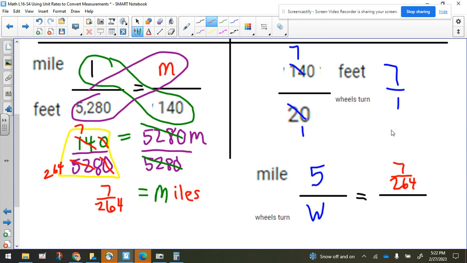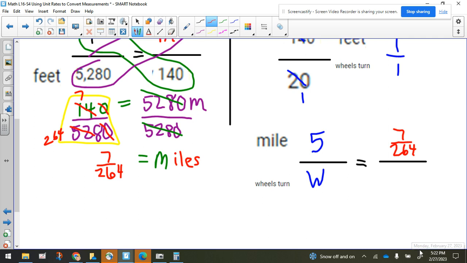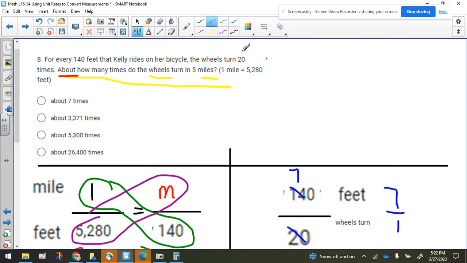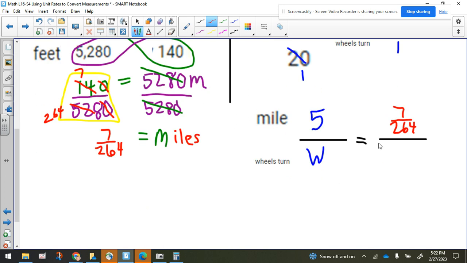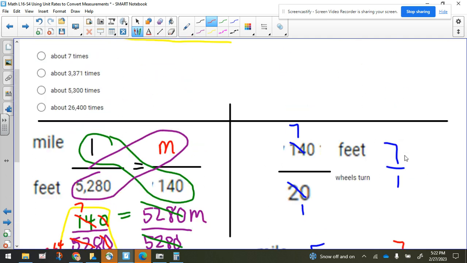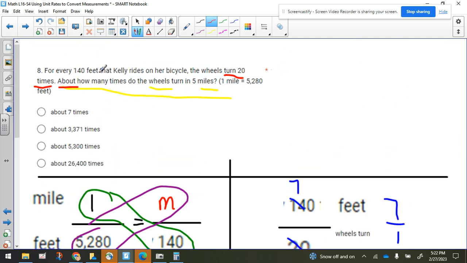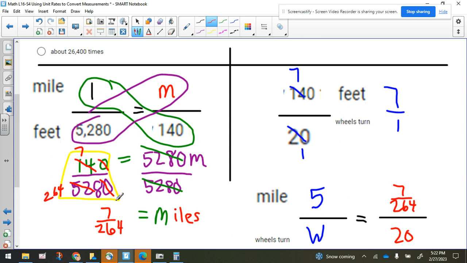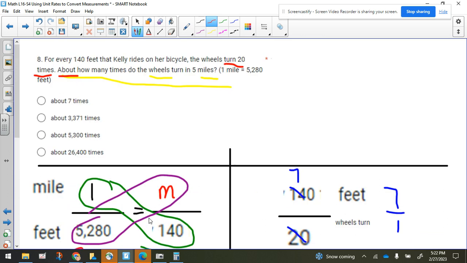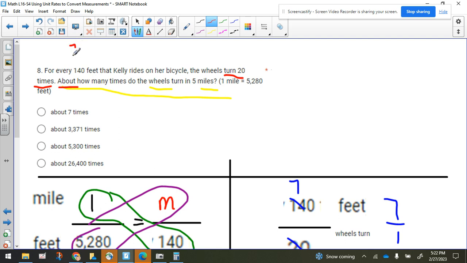But at any rate, where would we put the number 20? Because remember the thing is turning 20 times. Well, would we put that here because we have 20 wheel turns? So if you think about it, this number right here in simplest form was equal to 264ths of a mile. So I'm just going to write that here just so we can look at it.